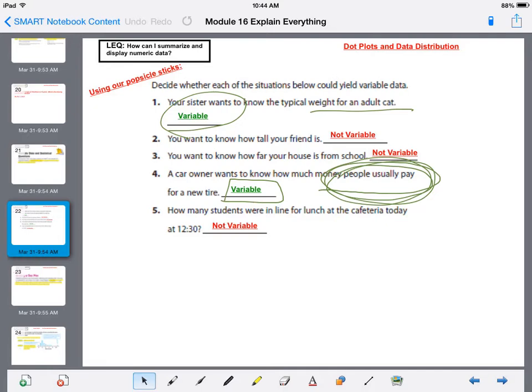Some examples of not statistical questions. You want to know how tall your friend is. The reason this is not statistical is because you're just talking about one person. My friend is only so many inches or feet tall. You want to know how far your house is from school. Again, we're only talking about one, and so that is not statistical. And lastly, how many students were in line for lunch at the cafeteria today at a specific time. That only yields one answer.